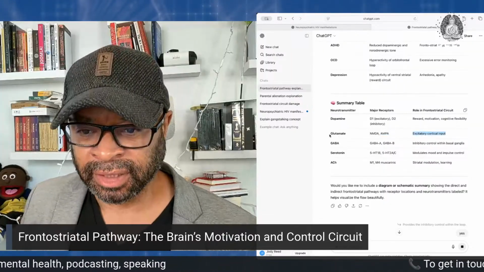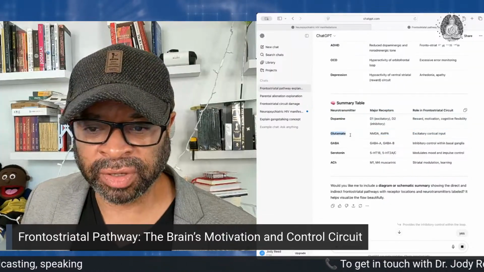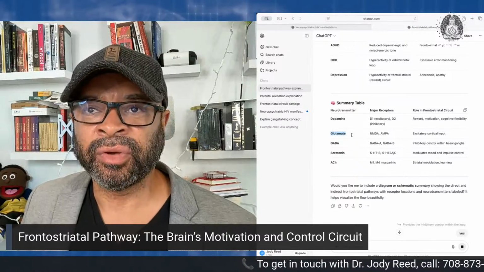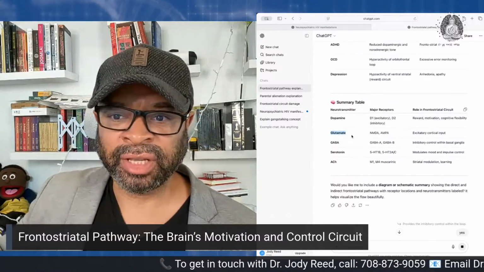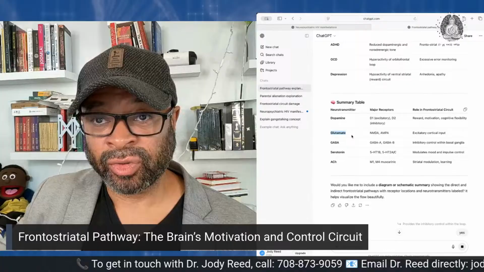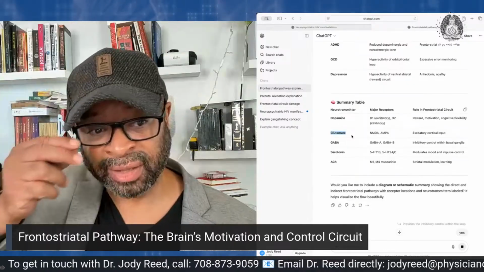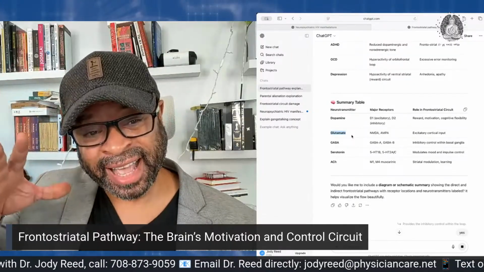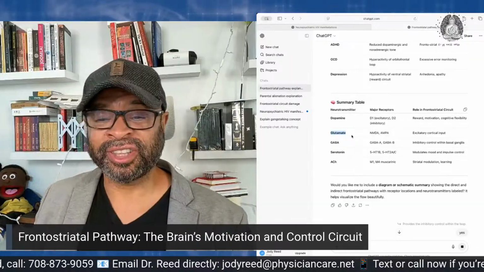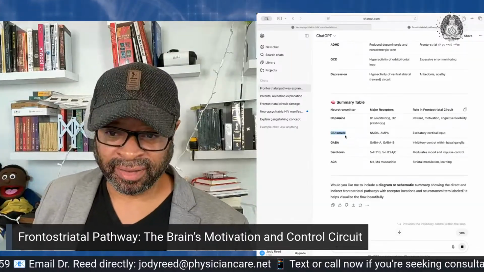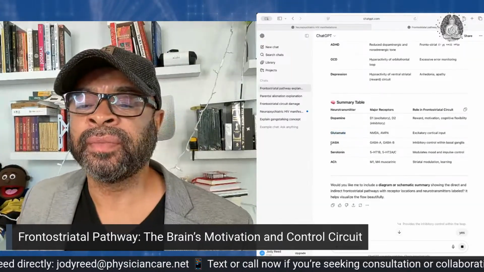All right, and so starting from the cortex, those fibers going from the cortex down, like the frontal striatal pathway, going from the frontal lobe down to the striatum. It's excitatory. It turns things on, right? And the glutamate is the neurotransmitter for that.